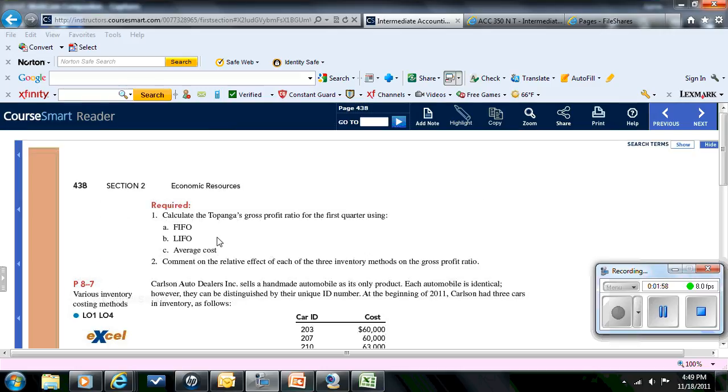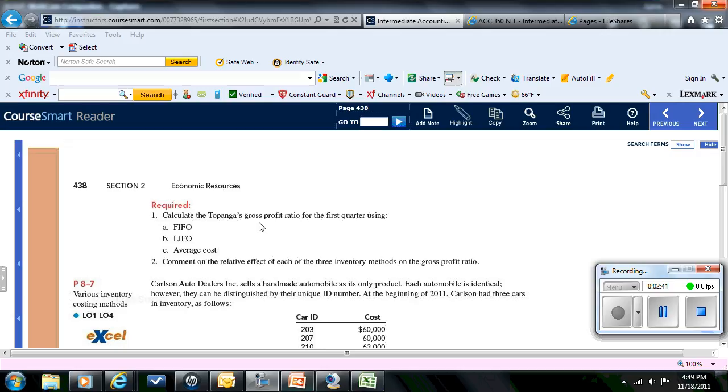The problem asks us to calculate three gross profits for FIFO, LIFO, and weighted average, and then to comment on the effect of these. What we're looking to see is which method produces the highest gross profit, which produces the lowest gross profit, and which is the one in the middle. What I'd like you also to think about is what is the effect on the payment of tax. If each of these three methods produces a different gross profit, that means they're going to produce a different tax. So which one would be the most advantageous to reduce your tax burden?